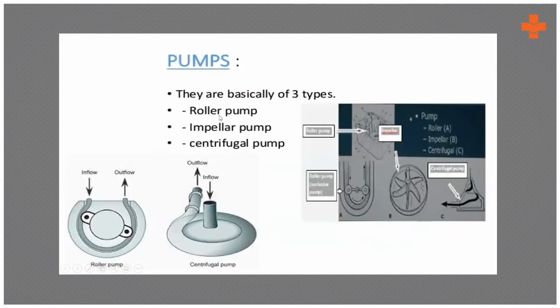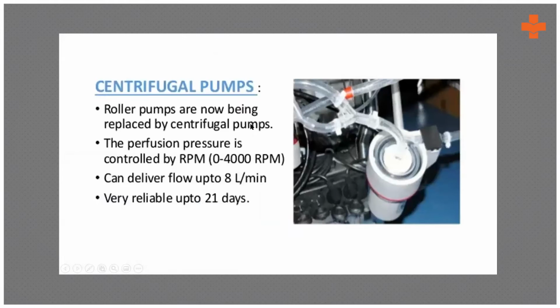So pumps. First, we come to the pump. There are basically three types of pump. This is the roller pump, or the impeller pump, or the centrifugal pump. With the roller pump, the roller head used to roll and press the tube and propel the blood forward. The centrifugal pump is the pump which is used nowadays.